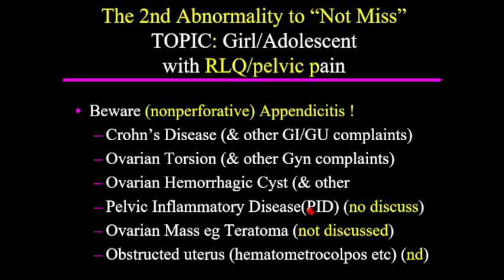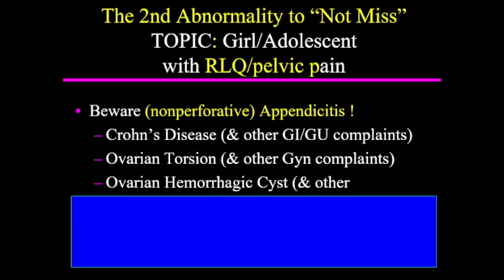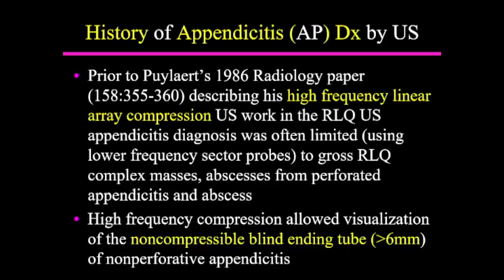The second abnormality to not miss is a girl or adolescent with right lower quadrant pelvic pain, and you're looking for appendicitis, but you have to think Crohn's disease, ovarian torsion, ovarian hemorrhagic cyst. We won't discuss PID, ovarian mass, obstructed uterus, all part of the considerations. And luckily for me, all the lectures before this have said many of the things that I would have said if I had lots of time to fill this in.